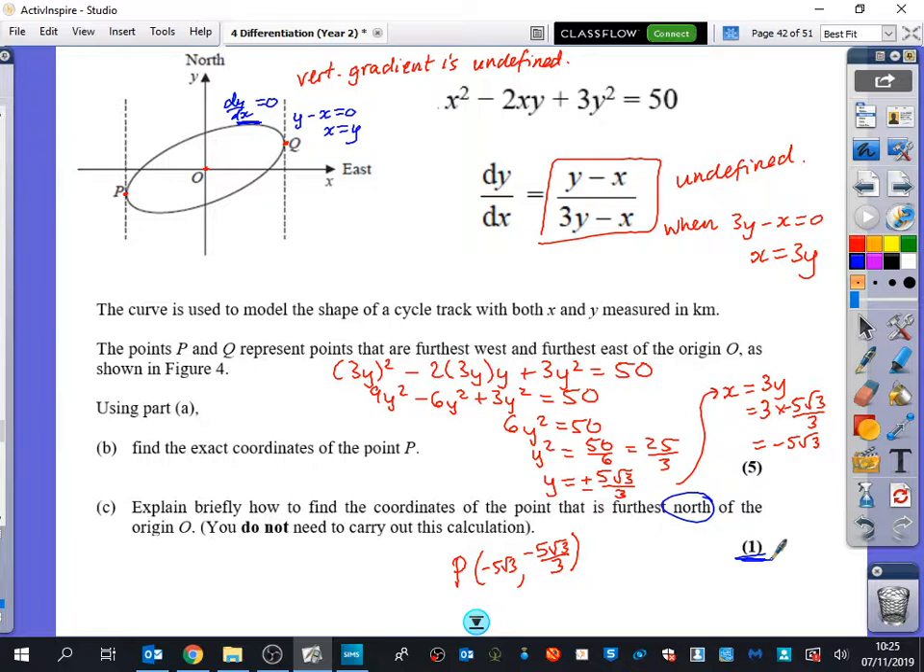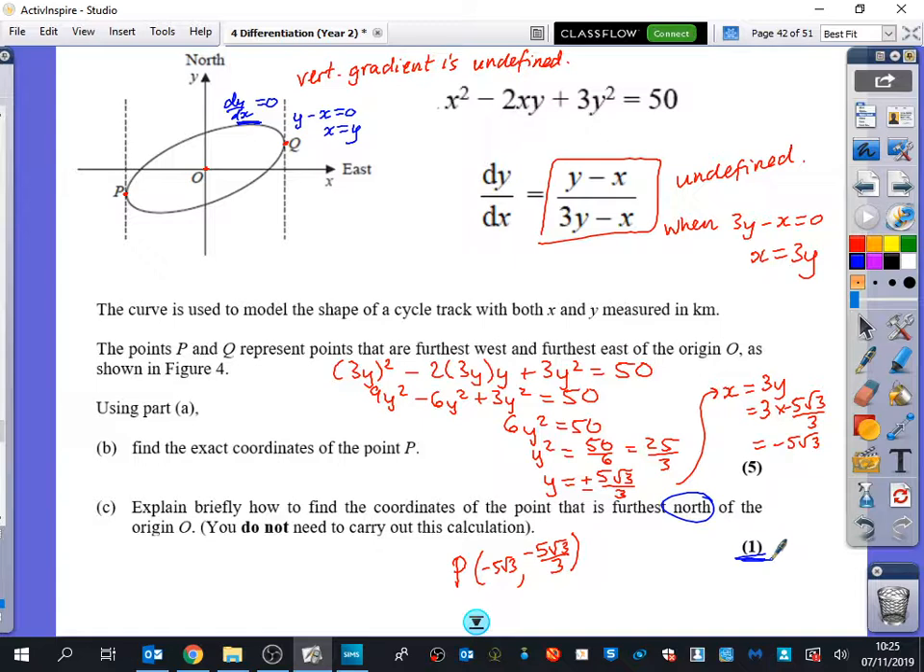Yeah. Okay, so I would actually write what I'm about to say. Explain briefly how to find the coordinates of the point that is furthest north. I would say, at the point furthest north, dy by dx equals 0, which means that y is equal to x. So I would substitute y equals x into x squared minus 2xy plus 3y squared equals 50, and I would write down what that says. I would find a solution, take the positive solution, and then find the corresponding solution with it. It's a lot to write down for 1 mark. They probably would expect less than that, but if you know the full process, just spend a bit of time to ensure that you get that mark and to do it clearly, okay?